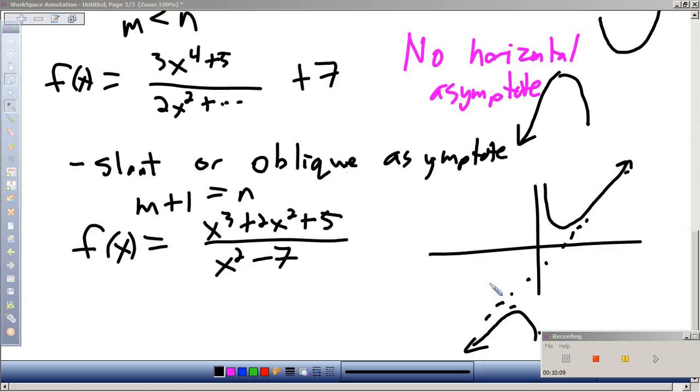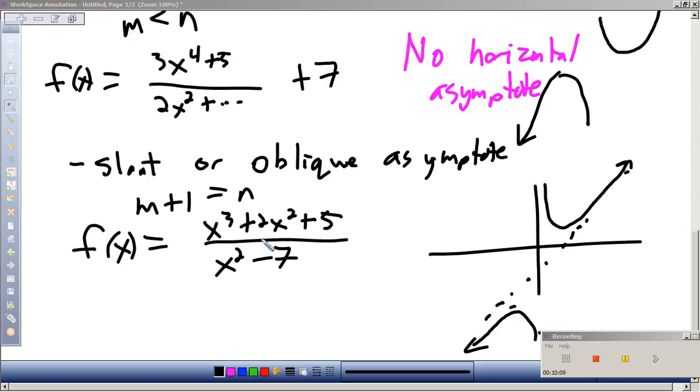Now, to actually figure out what that line is, all you do is do synthetic division or long division with these two functions. And whatever it simplifies to, without your remainder, is what your line would be. I don't think there's any in the homework to have you do that, but that's the process you go through. Any questions on that? Yes, no, maybe. Okay.